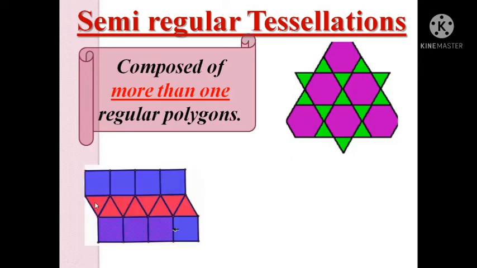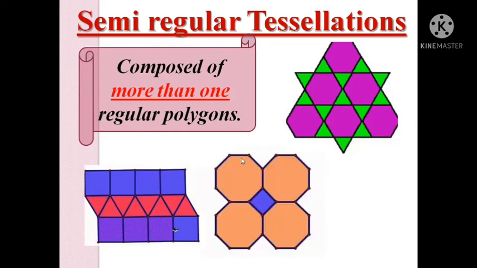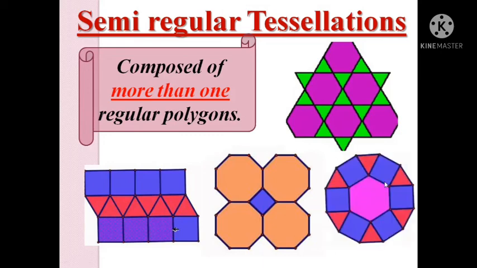See the next one. Here two shapes are used, one triangle and one square. This tessellation is made with two shapes. So this is also called semi-regular tessellation. See the third one. In this, one square and also an octagon are used. So two shapes are used. See the fourth one. In this, square, triangle and also hexagon are used. So more than one polygon is used. So this is also called semi-regular tessellation.